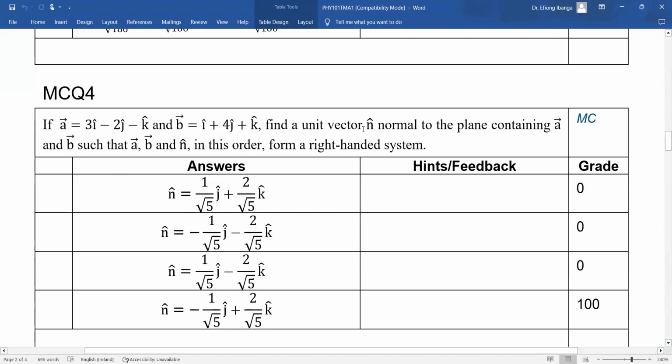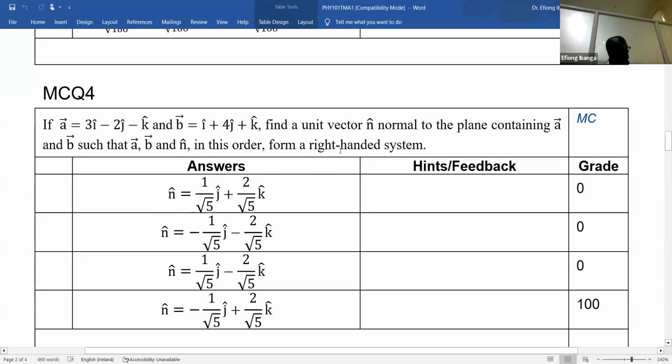Now, in this one, it says if vector A is this and vector B is this, find a unit vector n hat normal to the plane containing A and B, such that A, B, and n hat in this order form a right-handed system. N is a unit vector perpendicular to the plane containing A and B. That's what the question is saying. So what do you mean by right-handed system?